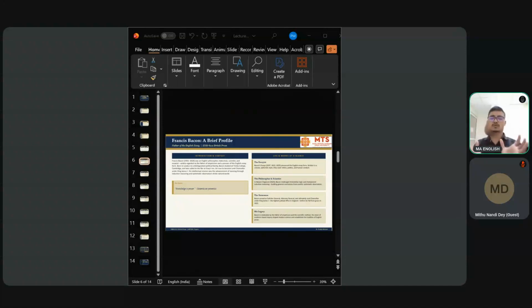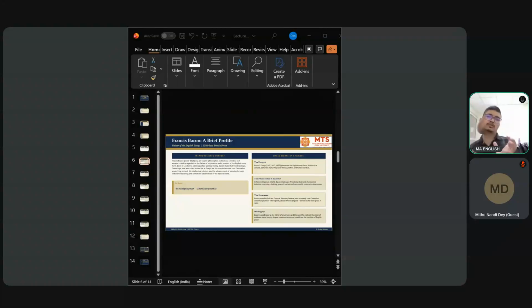So he is important for two major reasons. First, Bacon is widely regarded as the father of English essays because his essays were first published in 1597. They were the first collection of essays in the English language.